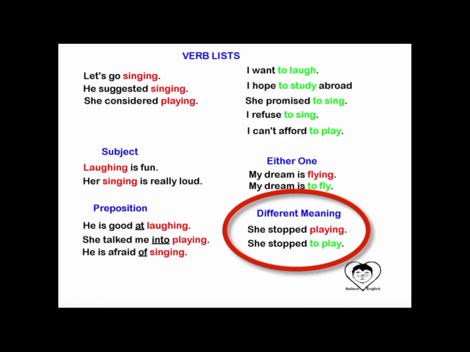And there are some verbs where I can use a gerund or an infinitive, but they have different meanings. She stopped playing and she stopped to play mean the opposite thing. She stopped playing means she was playing, and then she stopped, she had to do something else. She stopped to play means she was doing something else, and she stopped doing that. Maybe she stopped studying to take a break and to play, which is always a good idea.